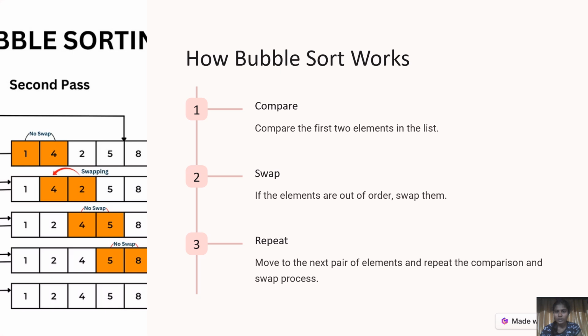How does bubble sort work? It works in three steps. It compares, swaps, and repeats. Compare the first two elements in the list, and swap them if the elements are out of order. Repeat. Move to the next pair of elements and repeat the compare and swap process.